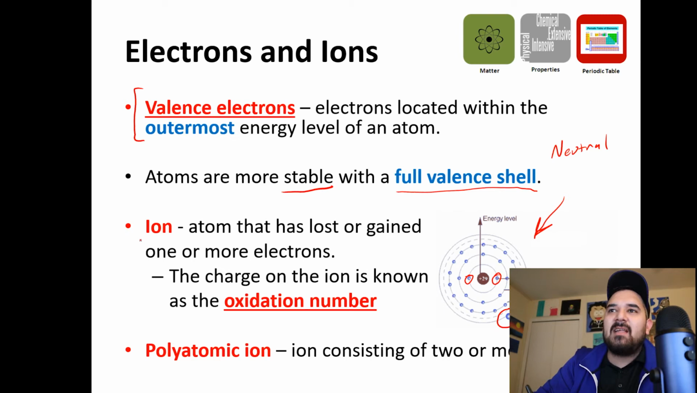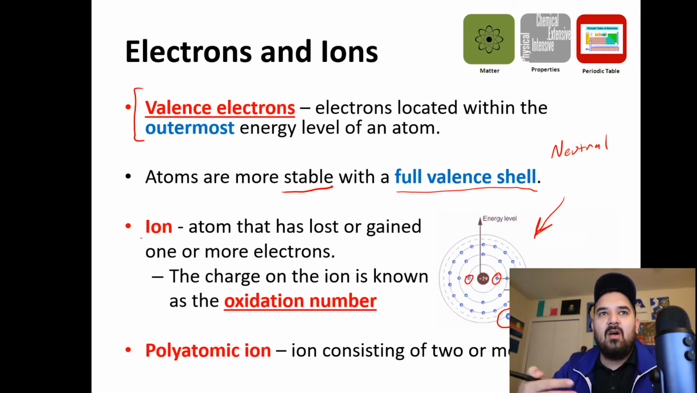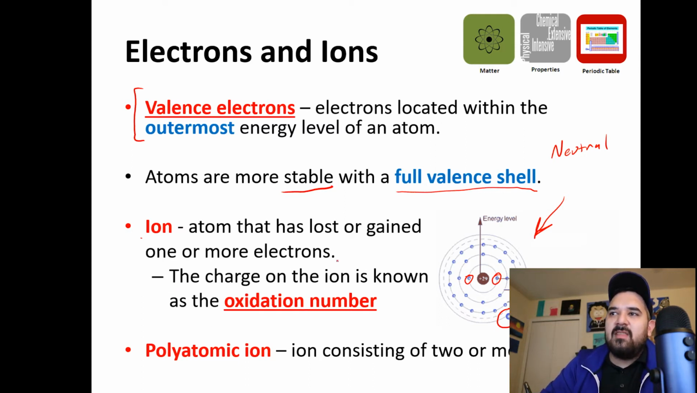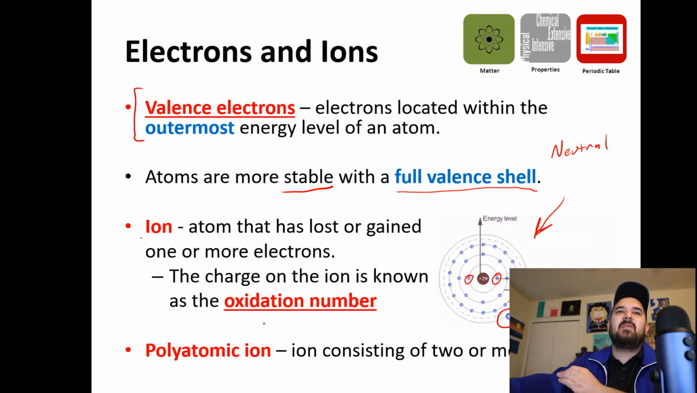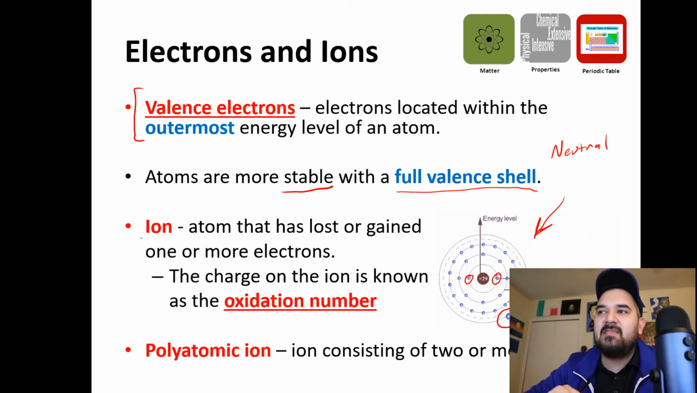All right, next one we have is ion. So atoms that have lost or gained 1 or more electrons. So when an atom gives away an electron, it becomes an ion. Also, when it gains an electron, it becomes an ion. The charge on the ion is known as the oxidation number. That's something we talked about, I think, before we left for Thanksgiving. So based on where you are on the periodic table, your charge changes. So if you have one valence electron, you have a +1 charge. If you have 7 valence electrons, you have a -1 charge because you're trying to pick up one valence electron. We'll talk more about it as we move forward.